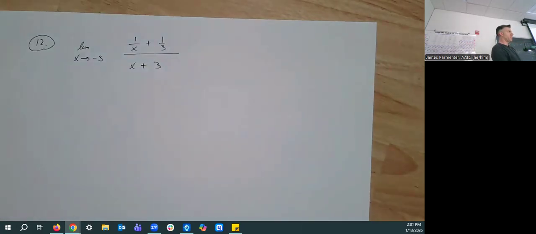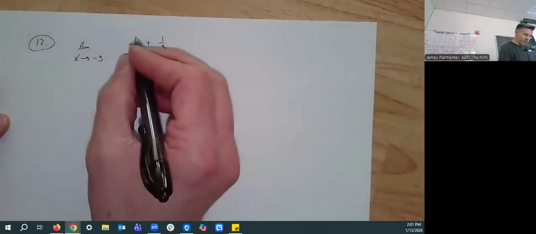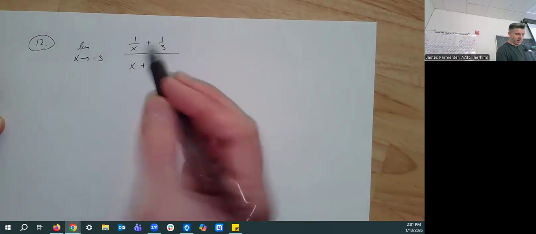Clearly going to be 0 over 0. So one way to deal with this, which is a little bit more computation, but a little bit less having to think about a special way of doing it, is do what we did before. Get the common denominator. Multiply 1 over x by 3 over 3 and 1 over 3 by x over x.